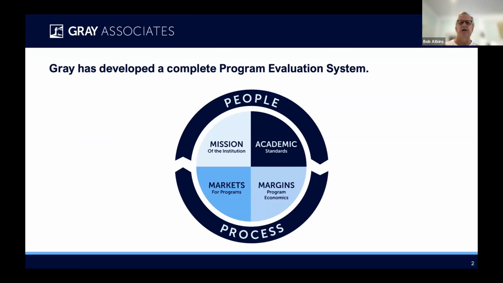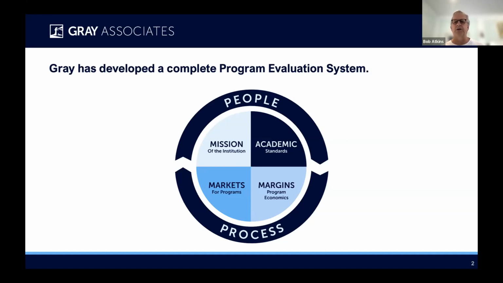But that's really not enough. You need to understand the economics of the program, what the revenue, cost, and margin is, what the academic standards and outcomes are for the program, and finally, to what degree is this program aligned with the mission of the institution. And when you're doing program evaluation, it's very much a team sport. You need to get administrators and faculty together. You need to run an efficient process so that they can make their voices heard and still reach conclusion in a reasonable amount of time.